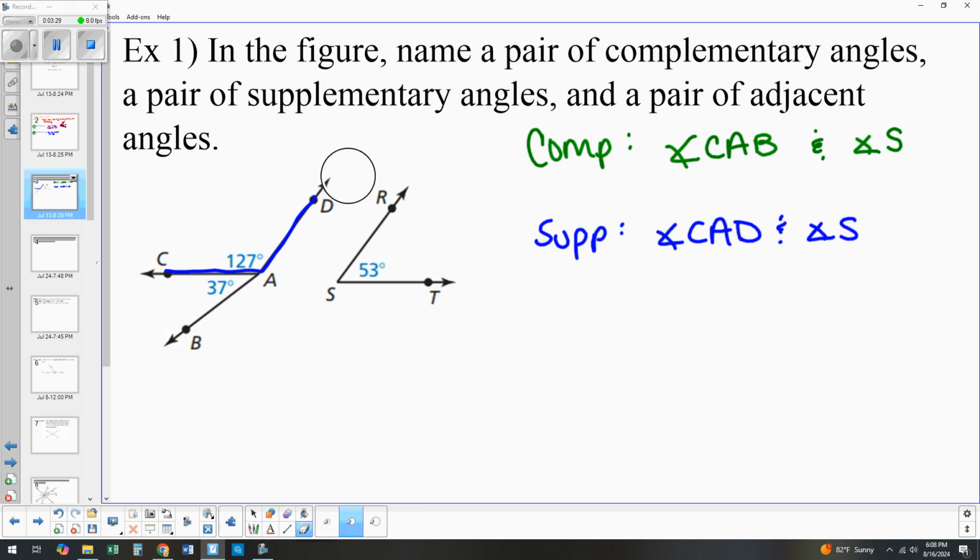As for adjacent, we know that they have to be touching. So this angle is out already because it's not touching any other angles. I do see two angles here next to each other. Both of them have vertex A, and between them is side AC. So that would be angle CAD. Oops, let's try writing that correctly. And angle CAB.